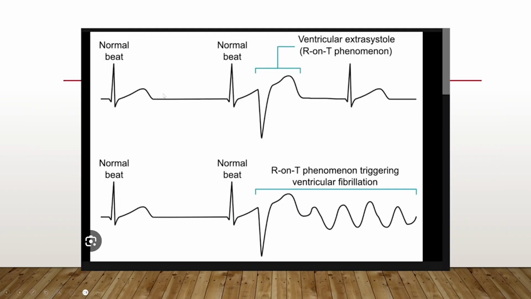So right here we can see sometimes they just throw out PVCs, but if you have a PVC occurring during the T wave, you can see it triggers the R on T phenomenon, causing VFib or ventricular fibrillation.